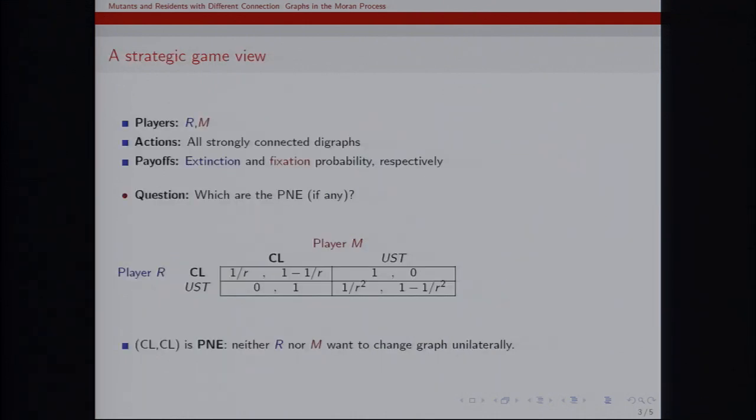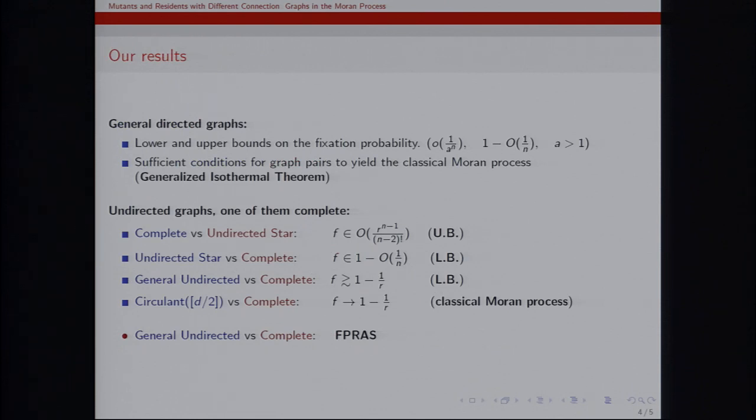So we can see this as a bimatrix game, where the players are a resident and a mutant. Their actions are all strongly connected digraphs, and the payoffs are the extinction and fixation probability, respectively. So our main question is, what are the pure Nash equilibria in this game, if any? Is there any pair of digraphs such that neither the resident nor the mutant wants to deviate from it unilaterally? Now our results focus on the fixation probability, of course.